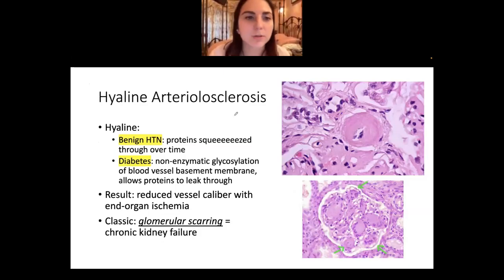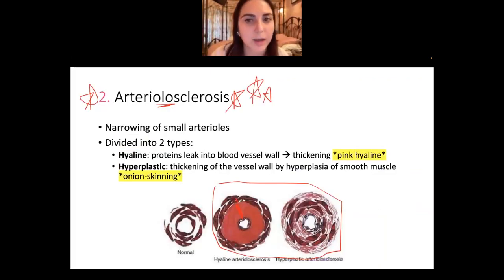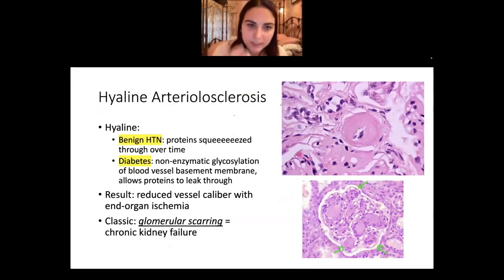So hyaline arteriolosclerosis, what causes this? You should know that for sure: benign hypertension. Remember, benign hypertension is hypertension over time. It doesn't cause an issue right now, but it causes issues over time. Because of that high blood pressure, proteins from the blood can leak into the wall and deposit there. Over time, that's what causes this pink hyaline sclerosis.